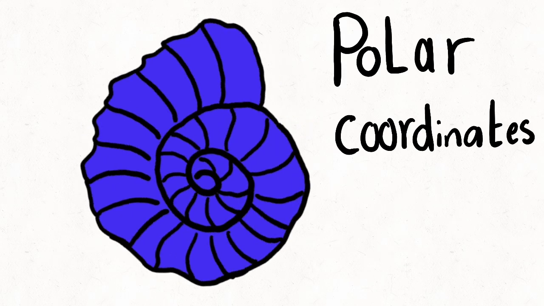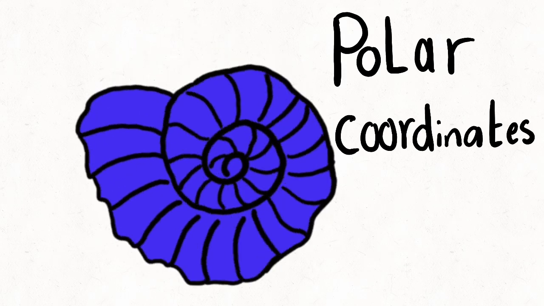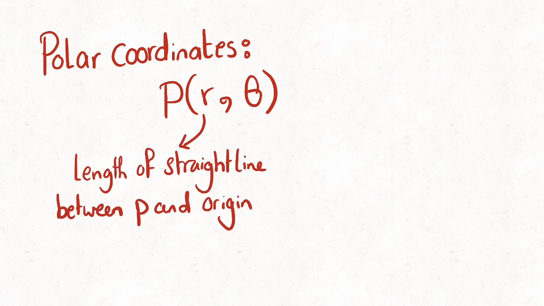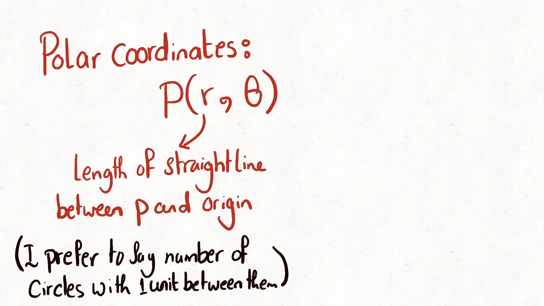Polar coordinates. To plot any point in polar coordinates, you need r to represent the number of circles and theta to represent the angle.